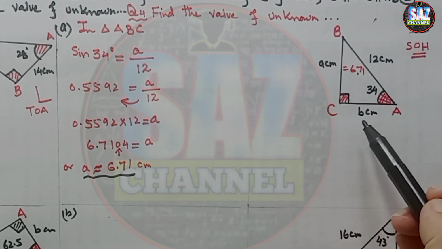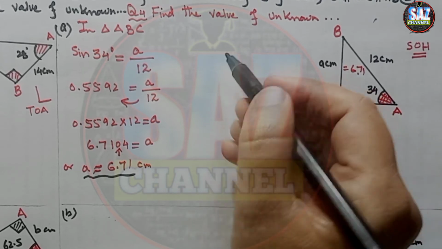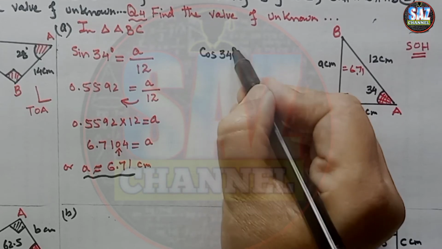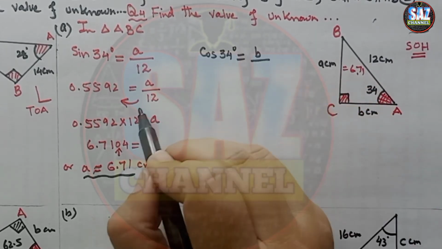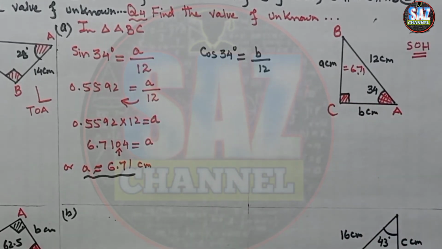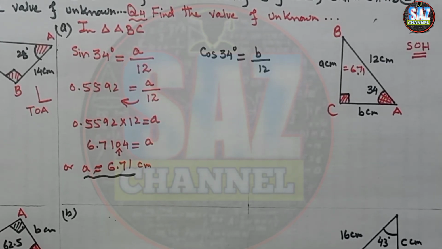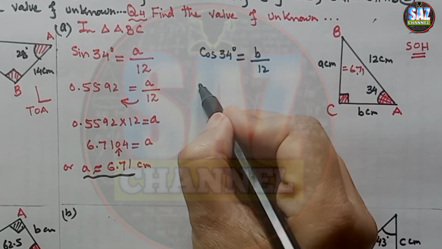So for the calculation of B, I'm going to apply the trigonometric ratio cosine. Cos 34 degrees equals adjacent B upon hypotenuse, that is 12. Now check the value of cos 34 degrees. Cos 34 degrees equals 0.8290.